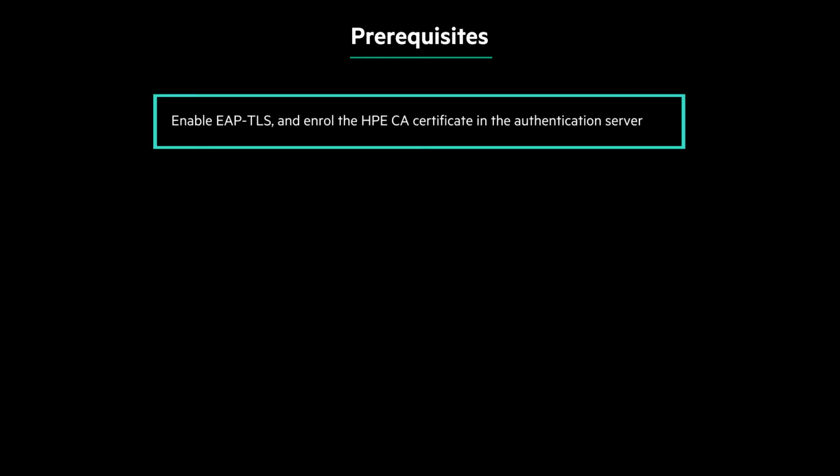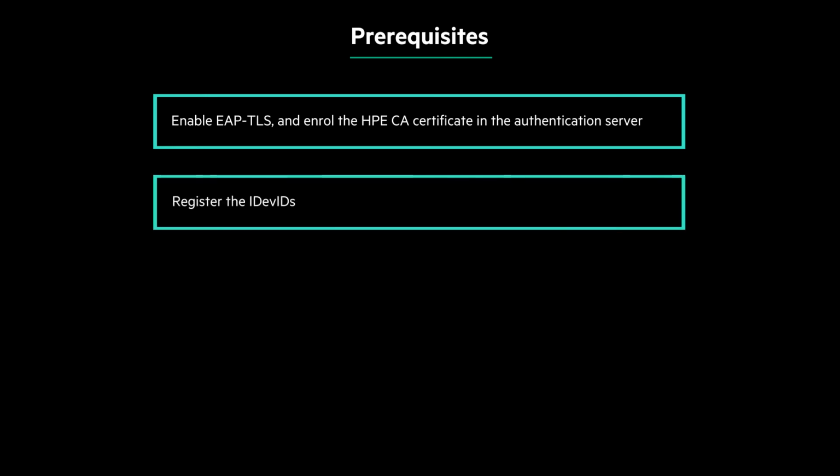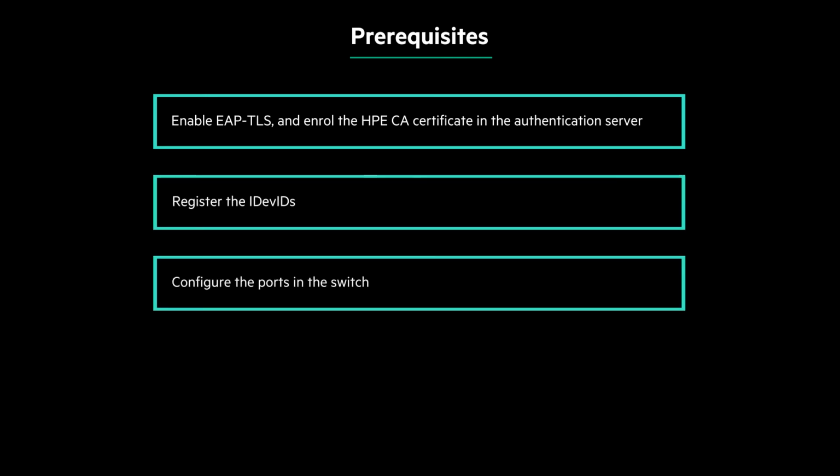If IEEE 802.1x protocol is enabled in your network, enable EAP TLS and enroll the HPE CA certificate in the authentication server. Register the iDevIDs and configure the ports in the switch. You can now securely onboard HPE iLO to this IEEE 802.1x enabled network.